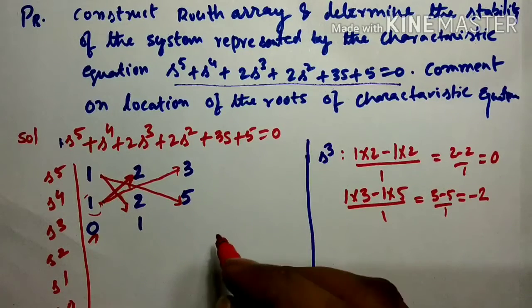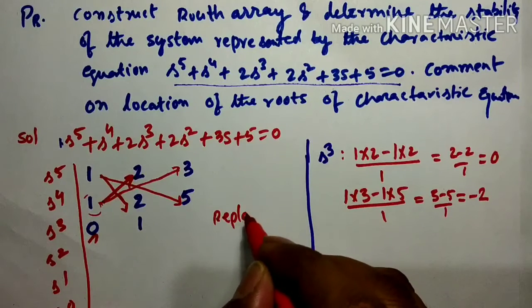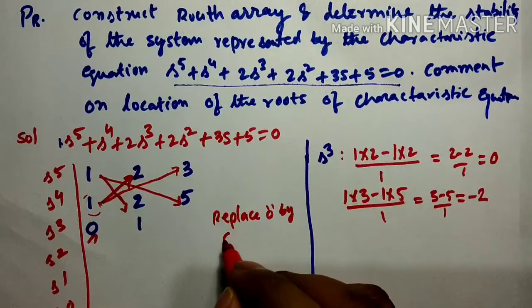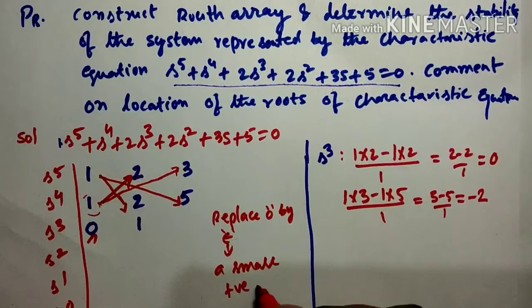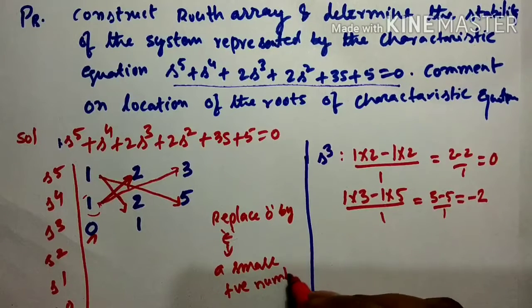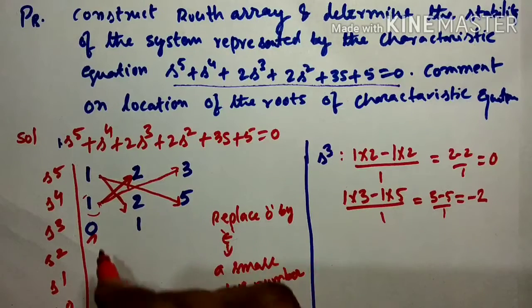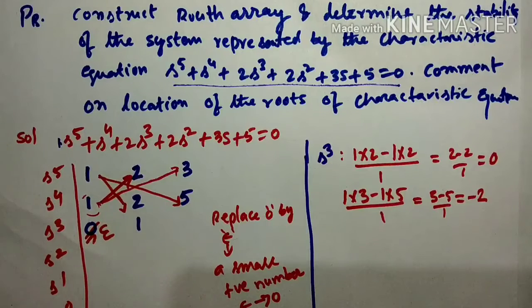Okay, so I'm going to write here: replace 0 by epsilon value. Epsilon is a small positive number. It approaches 0. So for time being, I'm going to consider this one as an epsilon. Then I will continue with this.